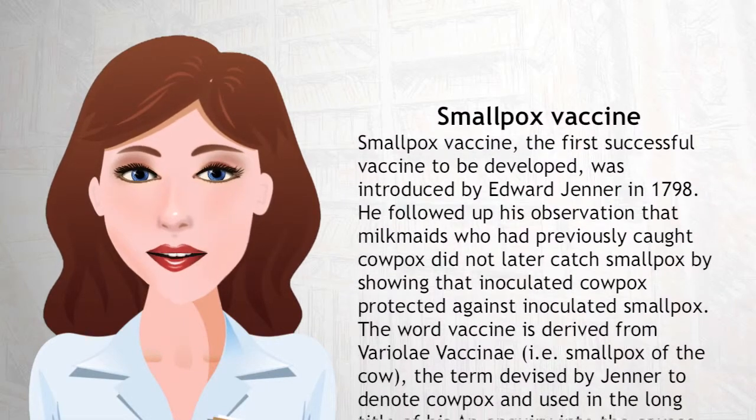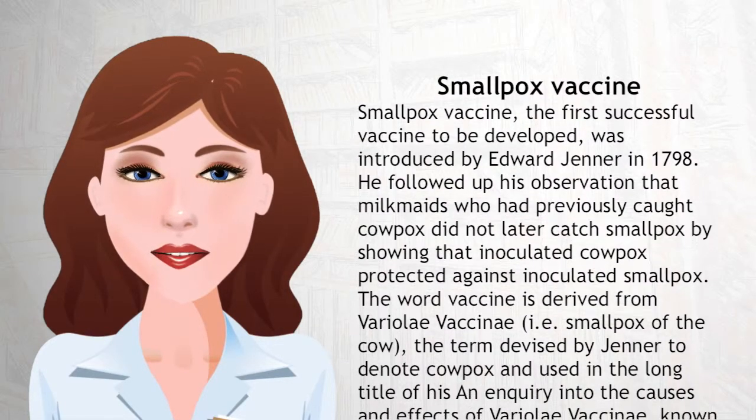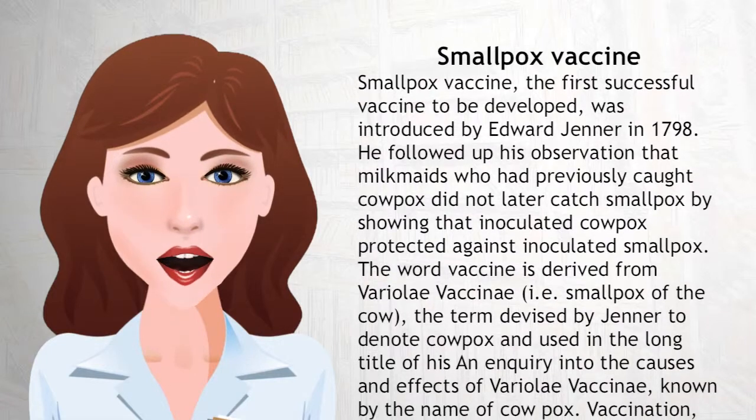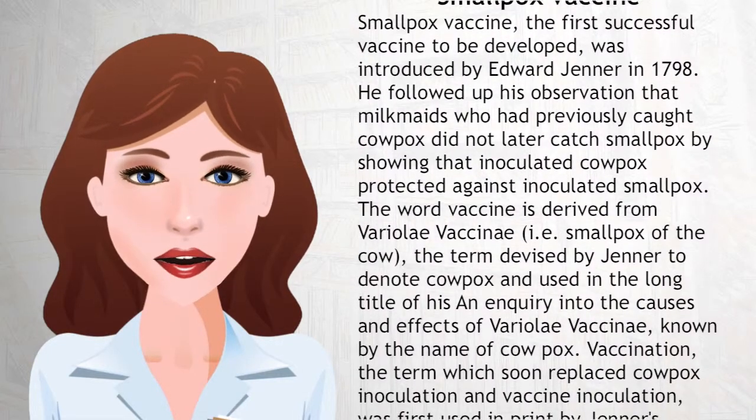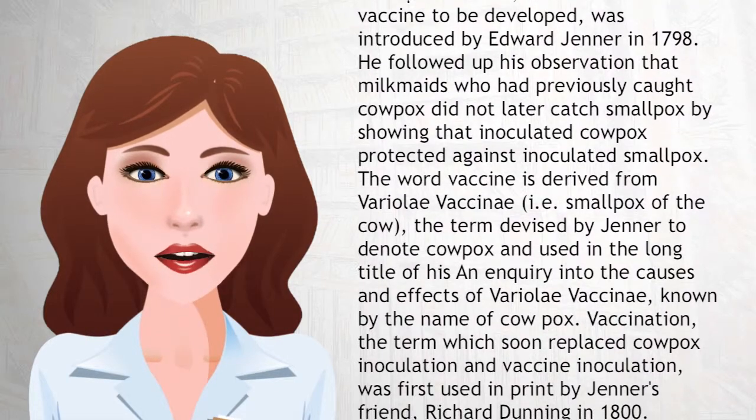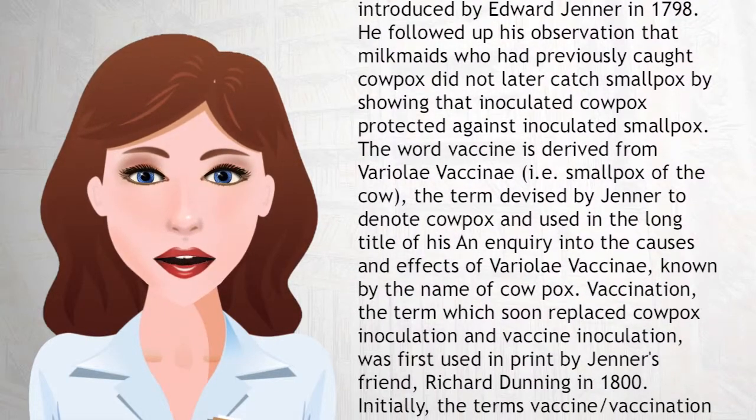The word vaccine is derived from Variolae Vaccinae, that is smallpox of the cow, the term devised by Jenner to denote cowpox and used in the long title of his An Inquiry into the Causes and Effects of Variolae Vaccinae, known by the name of cowpox, vaccination.